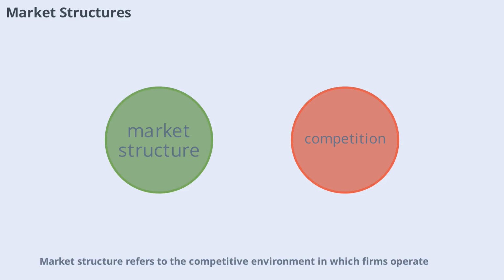Market structure refers to the competitive environment in which firms operate. Common types include perfect competition, monopoly, monopolistic competition, and oligopoly. Each structure affects how firms set prices, output, and strategies.